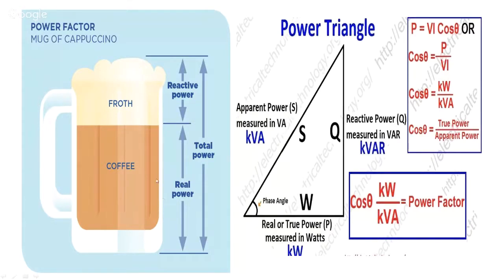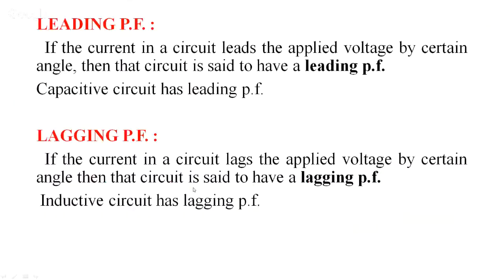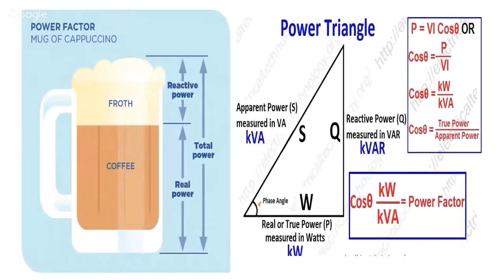So when we say we are going to drink coffee, how much of it is actually coffee that we are consuming? It is only this much, you can see here in brown. It is an analogy that is struck here. This constitutes the real power. And the froth on the top of the coffee is not exactly the coffee that we will be consuming, so that constitutes the reactive power. It is not useful to us.